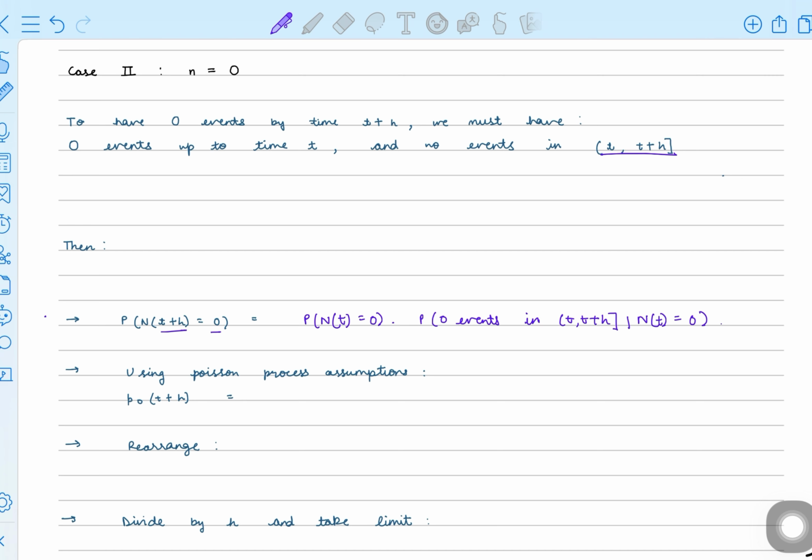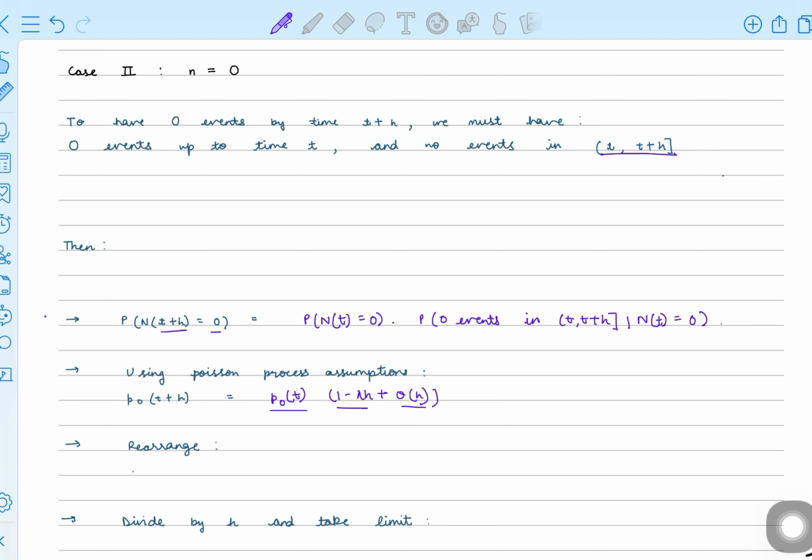Then, using the Poisson process assumptions, we can write this mathematically as p of t plus h with the subscript 0 is equal to p of t with the subscript 0 multiplied by 1 minus lambda h plus O of h, where this function represents the probability of 0 events up to the time t. 1 minus lambda h is the probability that no event occurs in the tiny interval, and O of h is a very small higher order term. We rearrange this by expanding the right hand side and subtracting p of t with the subscript 0 from both the sides.